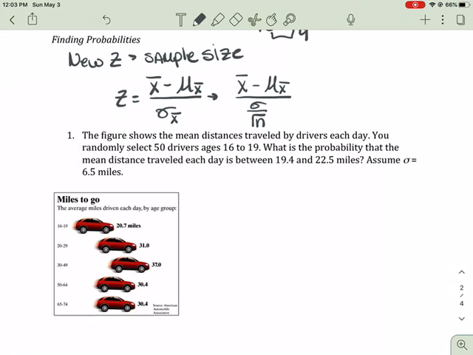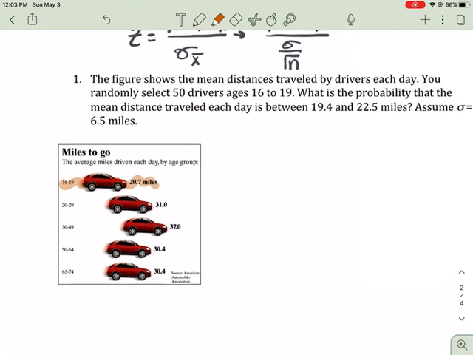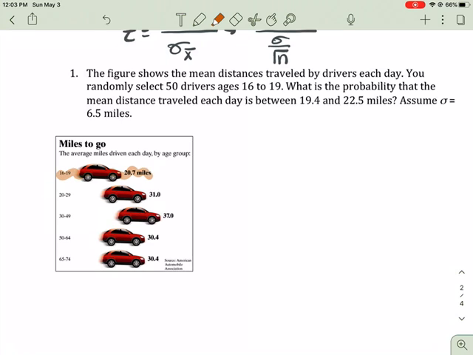So we have a figure here of mean distances traveled by drivers each day. You randomly select 50 drivers, ages 16 to 19. So we're only looking at this group, 16 to 19. What is the probability that the mean distance traveled each day is between 19.4 and 22.5? And we're going to assume that the population standard deviation is 6.5 miles.